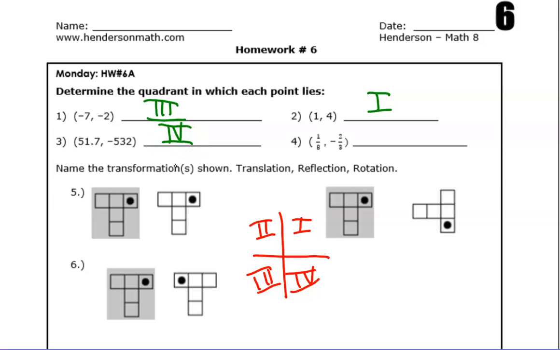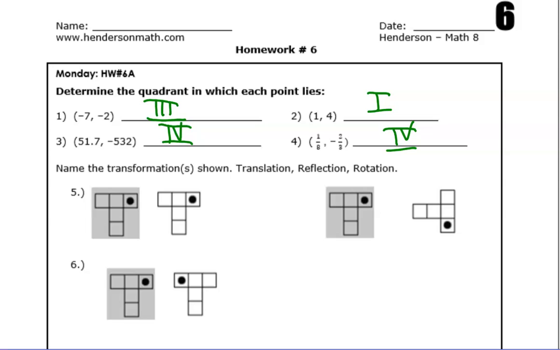And then the last one, which has fractions, again remember, the numbers don't matter, it's the direction. +1/8, -2/3, also quadrant 4. Alright, let's take a look at the second set.